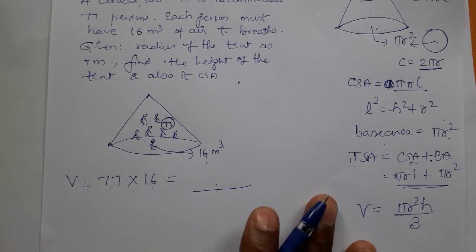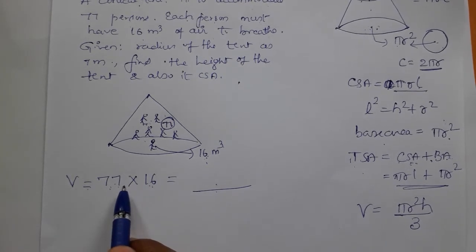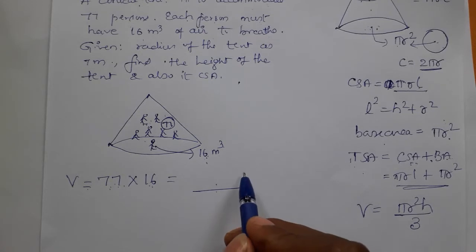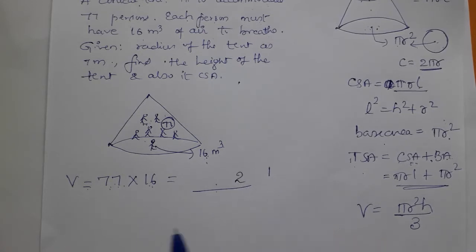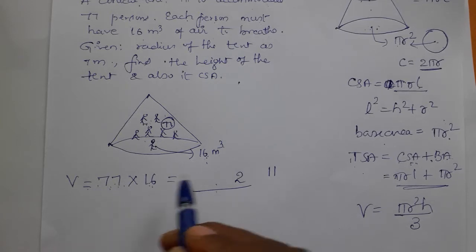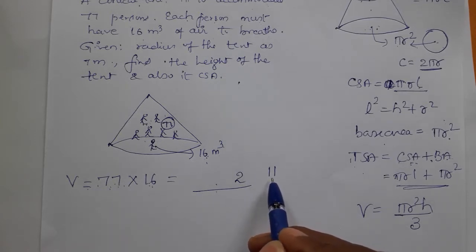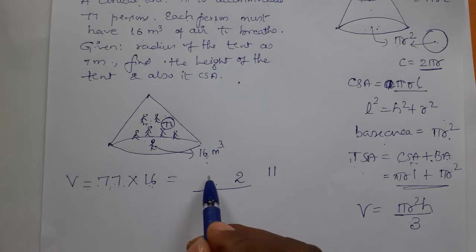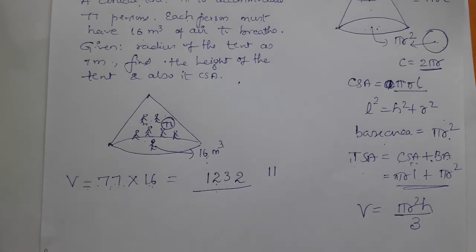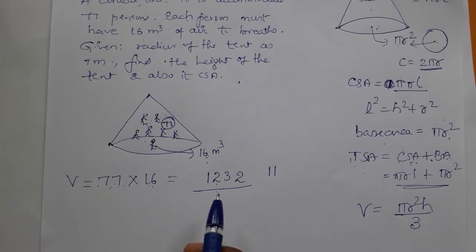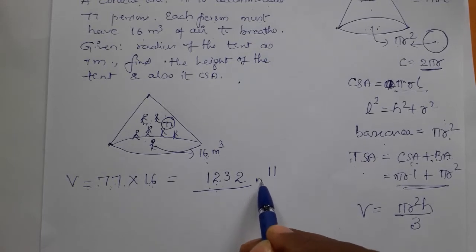So we'll multiply 16 into 7. How much? 16 into 7 is 112. So 11 carry. 16 into 7 again is 112 only. Now we have to add the 11: 112 plus 11, it is 123. So 1232 meter cube of air.